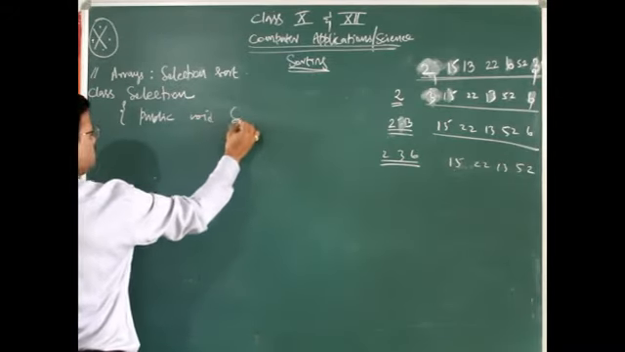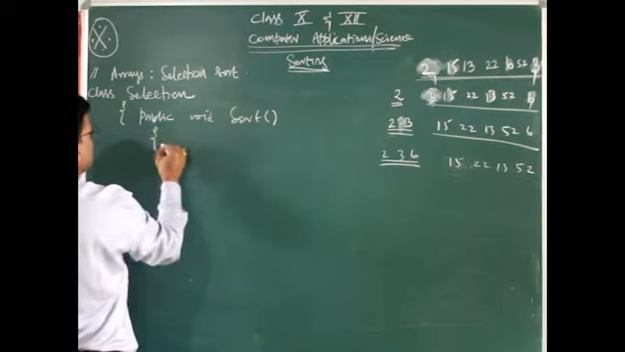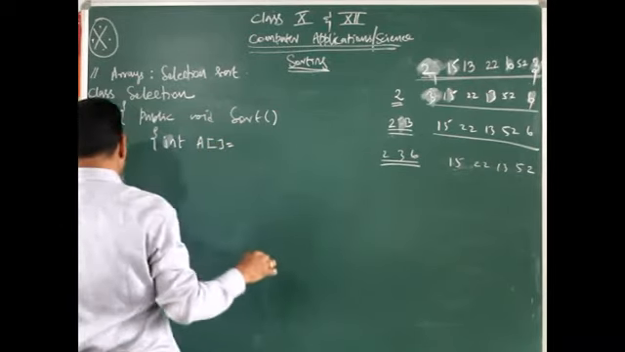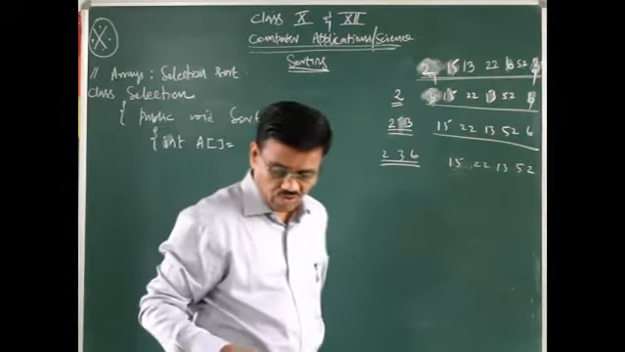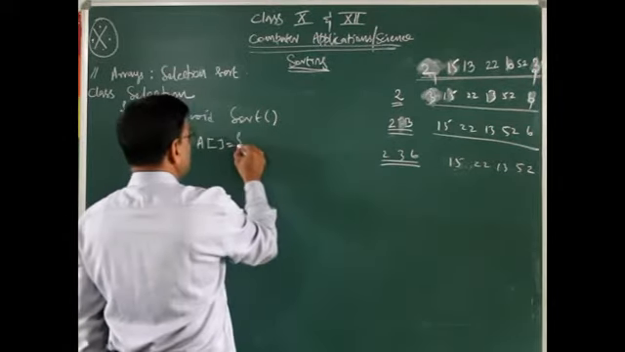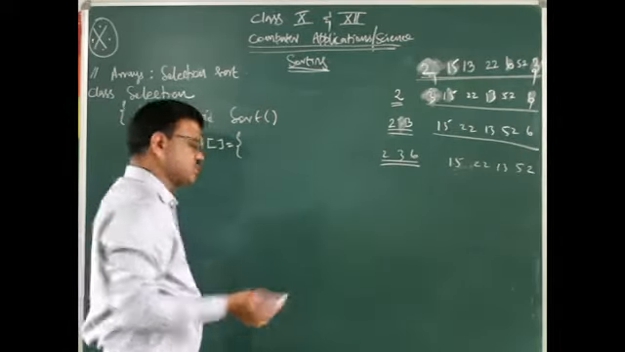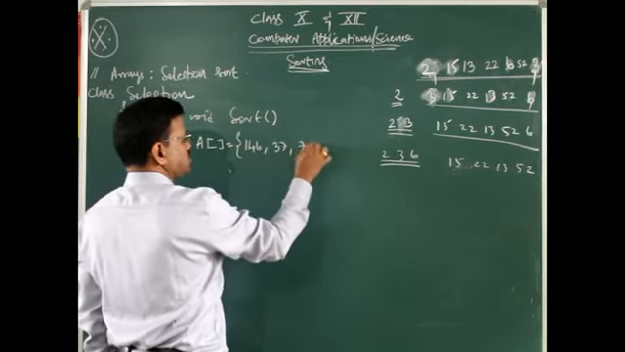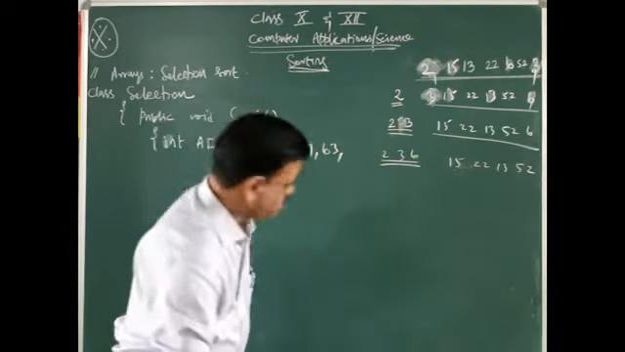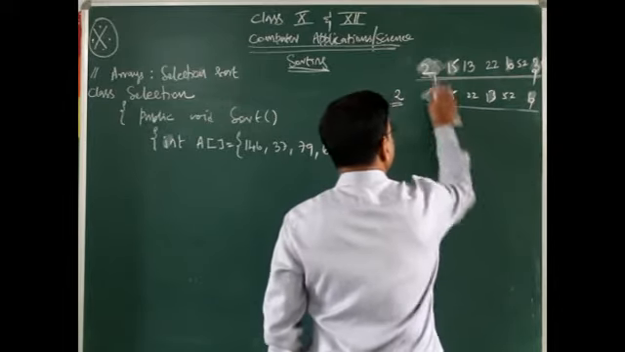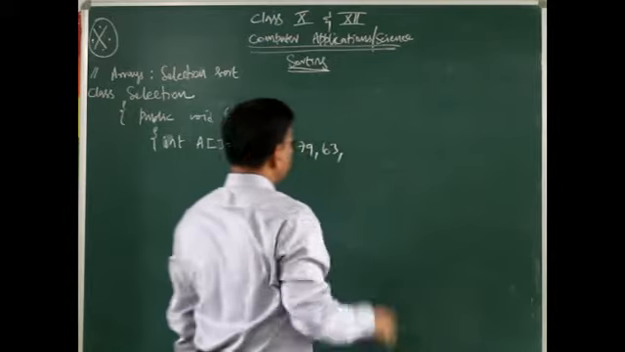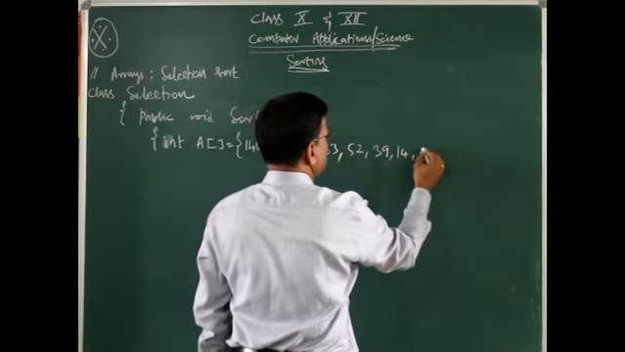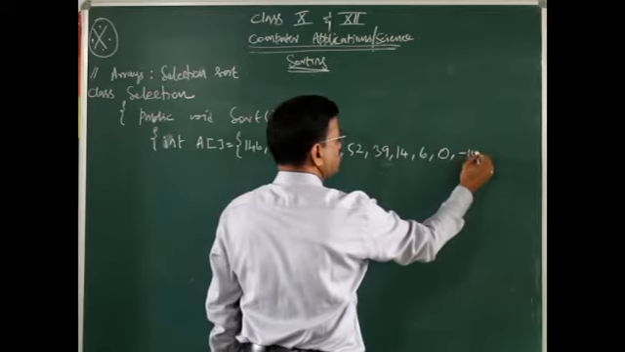Now here, public void. I have an array called A. Whatever values you want to give, you can give any value as you like. Should I give the same array or something else? You can give anything as you wish. Okay, 146, 37, 79, 63, 52, 39, 14, 6, 0, -14.